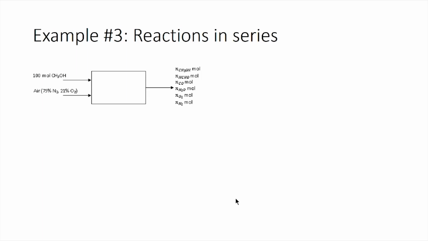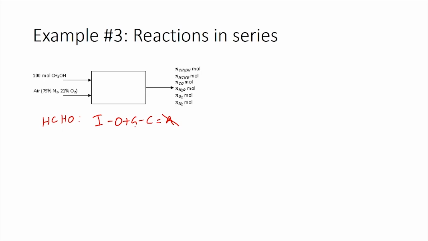The second component we can write a balance equation for is formaldehyde. So again we start with input minus output plus generation minus consumption equals accumulation. At steady state, accumulation goes to 0.